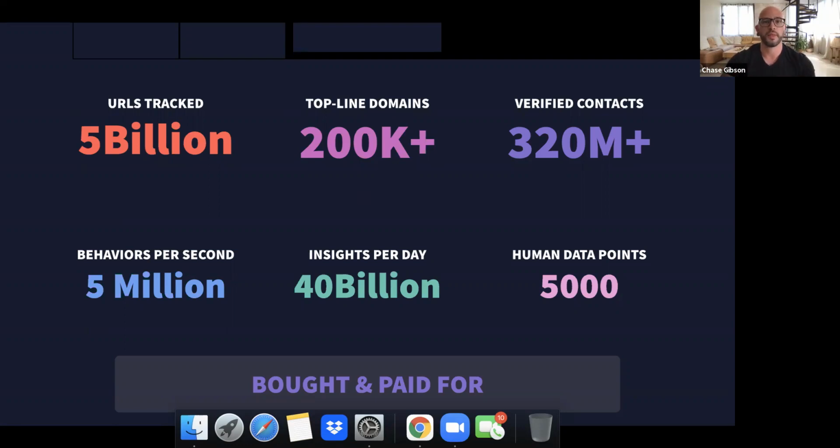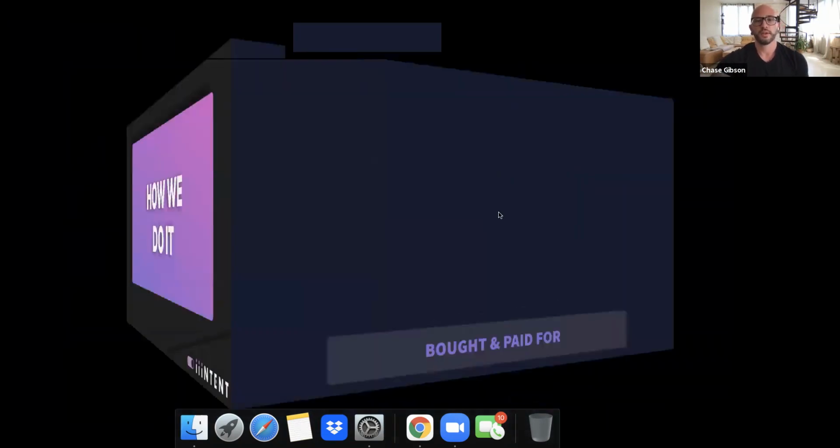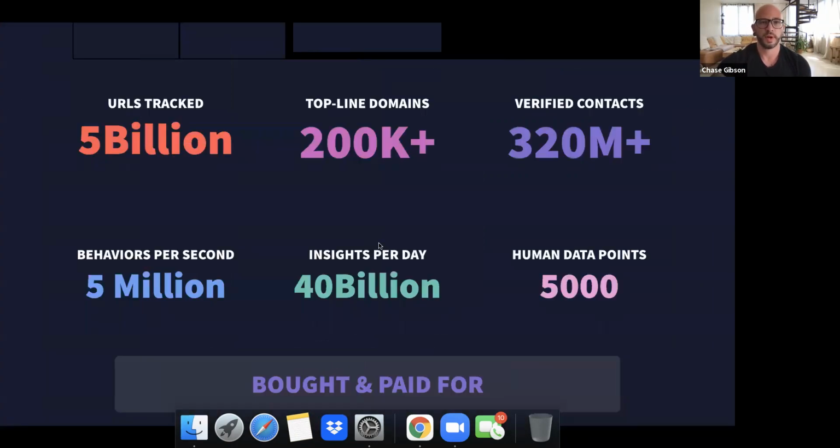So by just using one thing, just the pixel alone, the way that we're able to identify people, so let's say you're just simply running ads right now and you want to start to do better retargeting campaigns. The way that we do it is, every time someone visits your website, we have about 320 million contacts in our database. And so every time someone comes to your website, we essentially fire up the pixel and we check to see if we have that person in our database. And right now it's only based in the US.